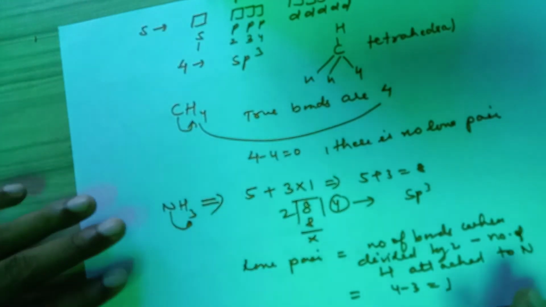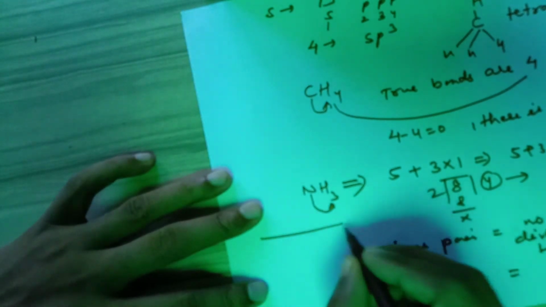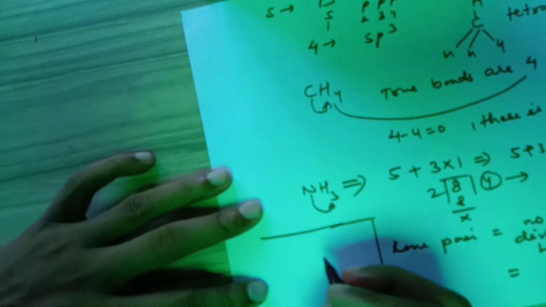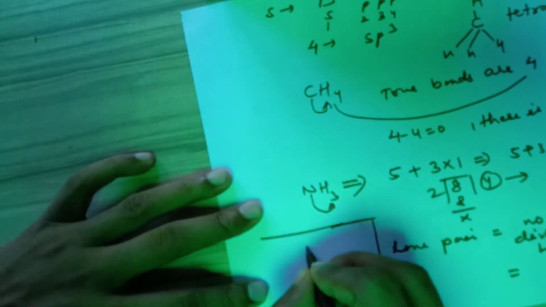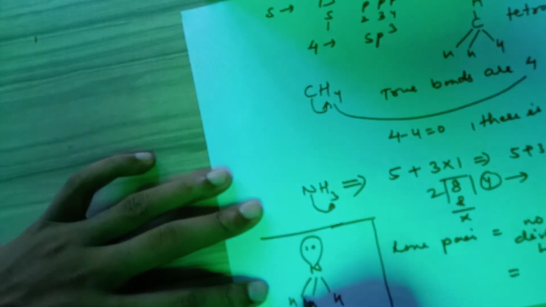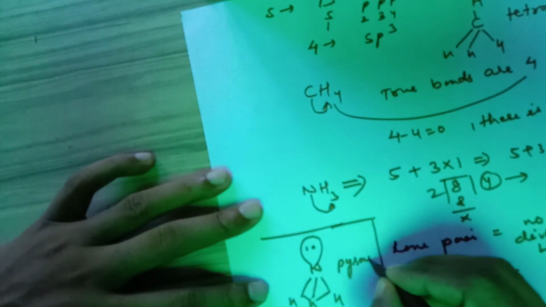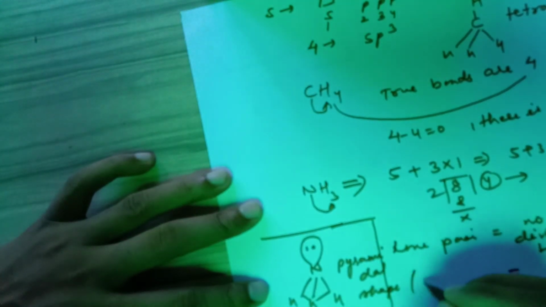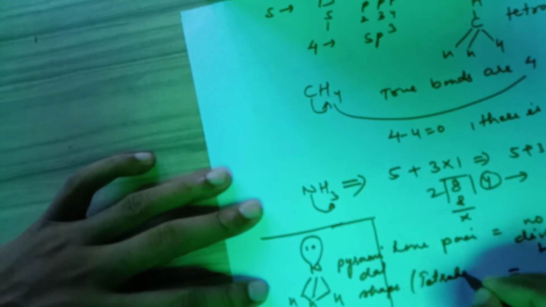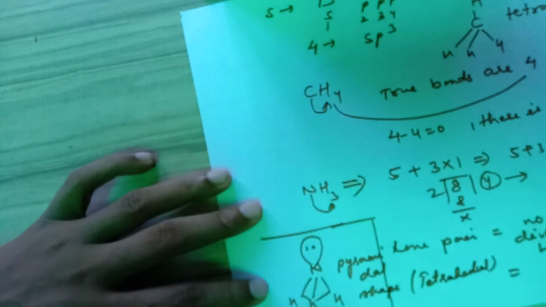Now let's see the structure. If you see the structure, it will be tetrahedral only, so it will be N, H, H, H and there will be one lone pair, so it will be a pyramidal shape. Pyramidal in tetrahedral, because hybridization is sp3, so it is tetrahedral, and there is a lone pair, so the structure will be termed as pyramidal shape.